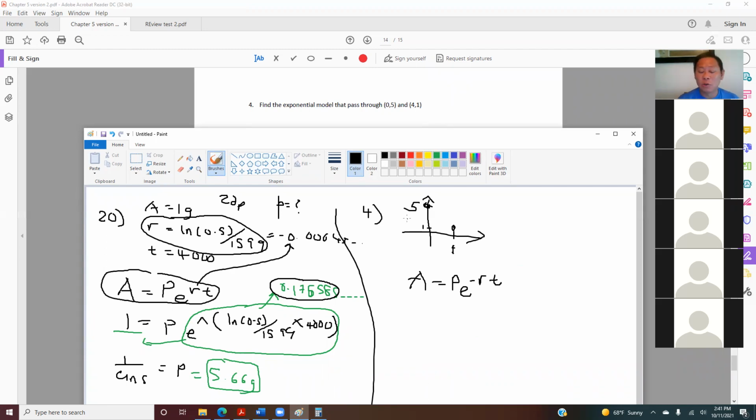So that's why you need to know the difference. When do we need to put a negative for decay, and when do we not? Only for half-life do we not put a negative here. You guys got what I'm saying here?